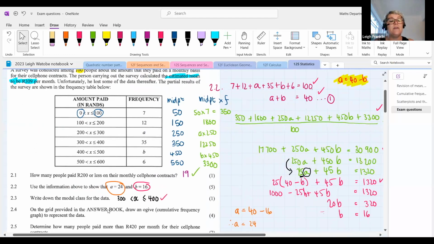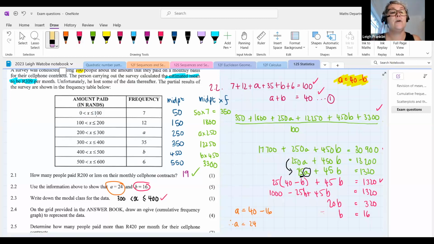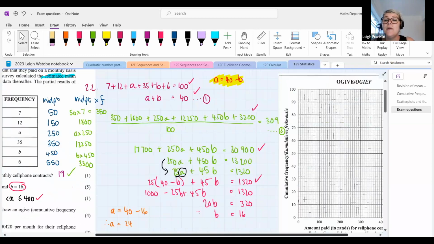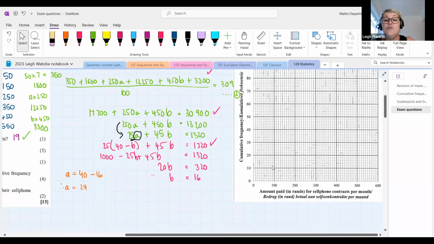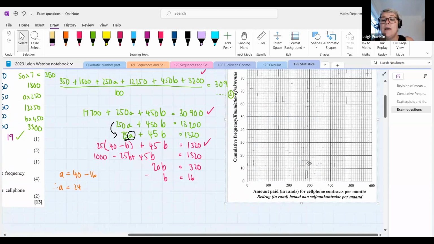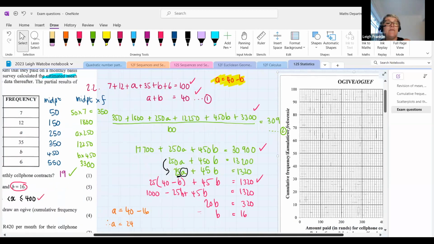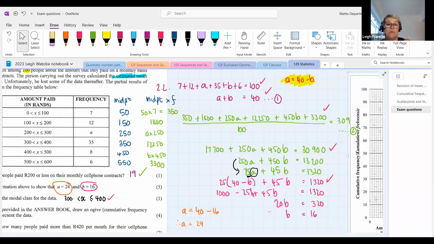On the grid provided in the answer book, draw an ogive or a cumulative frequency graph to represent the data. Okay, so I have gone and got the ogive. It's just off the screen at the moment. There it is over there. And you guys would have a similar thing in your exam. Okay, so fortunately, nobody expects you to create the grid. That would be given to you, which is really cool. All you have to do is plot the points. Okay, so going back and having a look at our table, where is the first point?